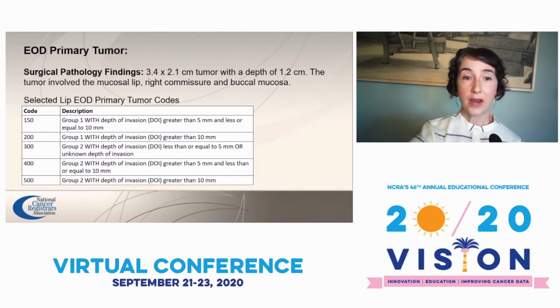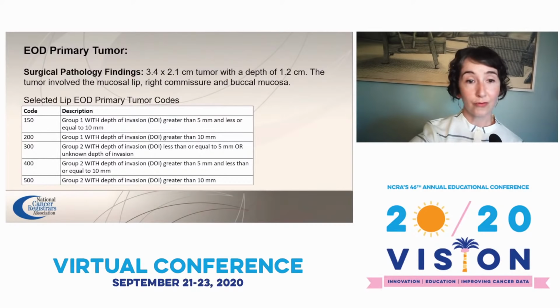So EOD primary tumor for lip primaries is based on both the extent of the tumor invasion as well as the depth of invasion, or DOI. The EOD primary tumor tables don't seem to make much sense until you look at the notes that outline how to determine which group the tumor belongs to. As note 3 for this site's EOD primary tumor table indicates, once the correct group is determined, the codes are then chosen based on the depth of invasion.